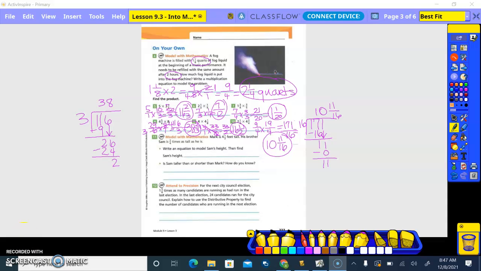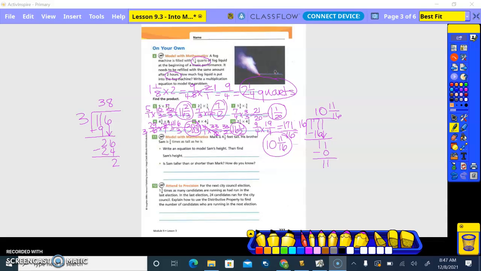Fifth grade math lesson 9.3 continued. So part 2, number 11, model with mathematics. Mark is 4 1/3 feet tall. His brother Sam is 3/4 times as tall as he is. Write an equation to model Sam's height. Then find the height.